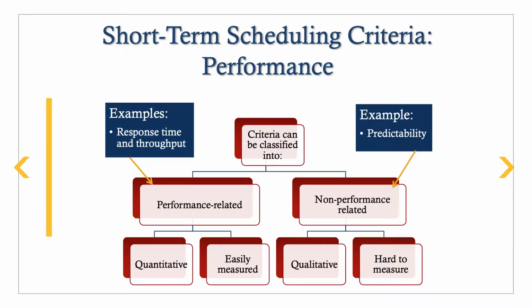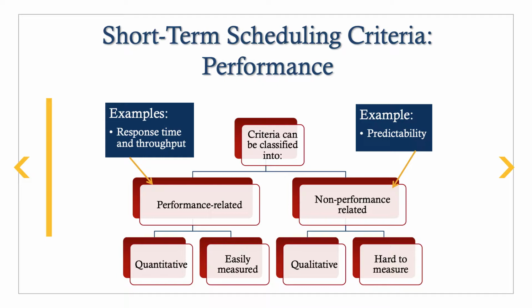So how do we evaluate performance? Okay, we can classify things into performance-related or non-performance-related. Now, performance-related stuff is kind of nice for us. We're talking about things like response time and throughput. It's quantitative. We can measure it easily. It's just about how much time certain very well-defined things take to happen.